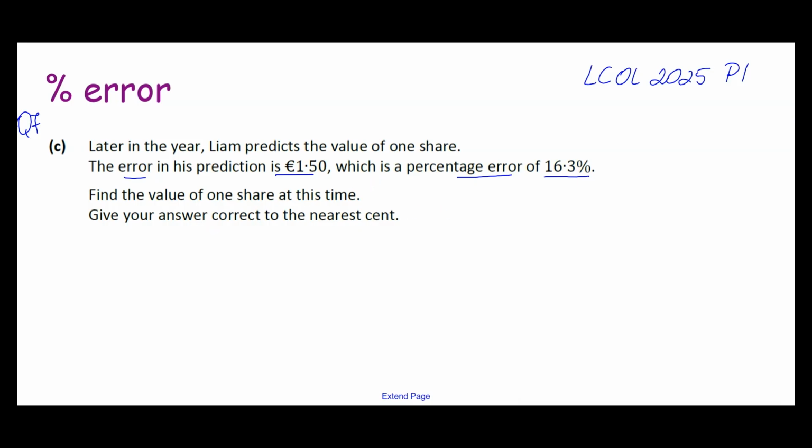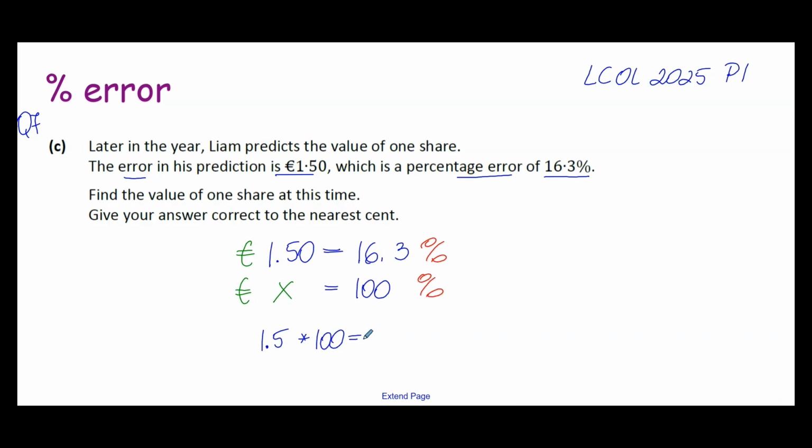So what information do we have? That 1.5 euro is 16.3%. So therefore, we are asking the question, well, how many euro was what? How many percent? The actual price? 100%, isn't it? And how do we solve that? We cross multiply it. So 1.5 multiplied by 100 will equal the same as x multiplied by 16.3.